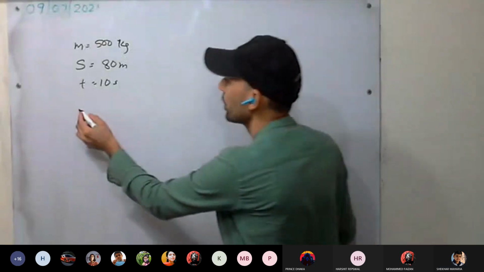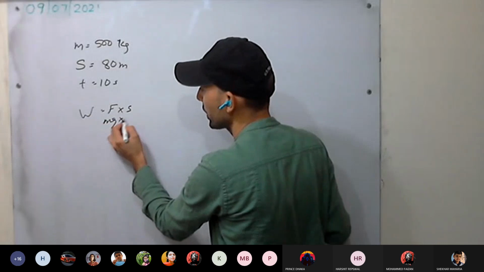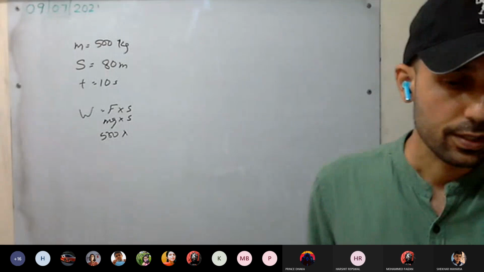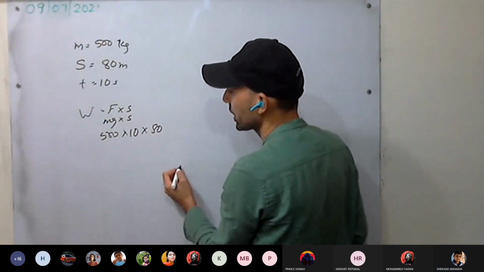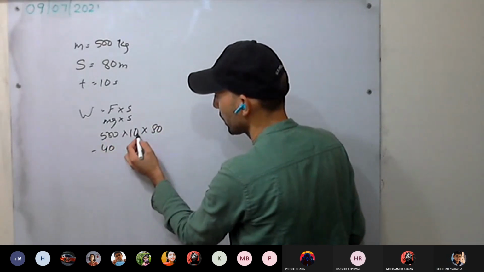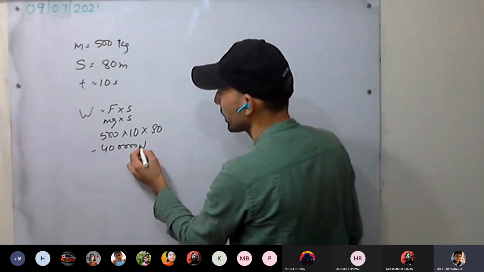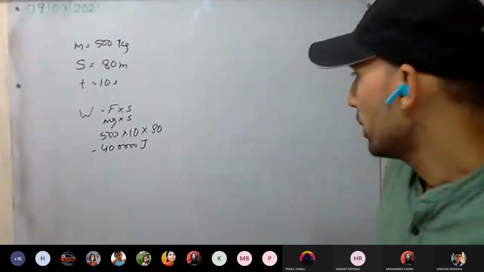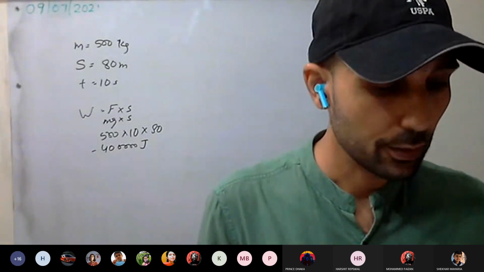What is the work done by the pump? Work done equals F into S. F we require, which means mg into S. So mass is 500 kg into g, given in the book, that is 10 meter per second square, into displacement 80. Calculate it, everyone. This many joules: 4 into 10 raised to power 5 joules. This is the work done.